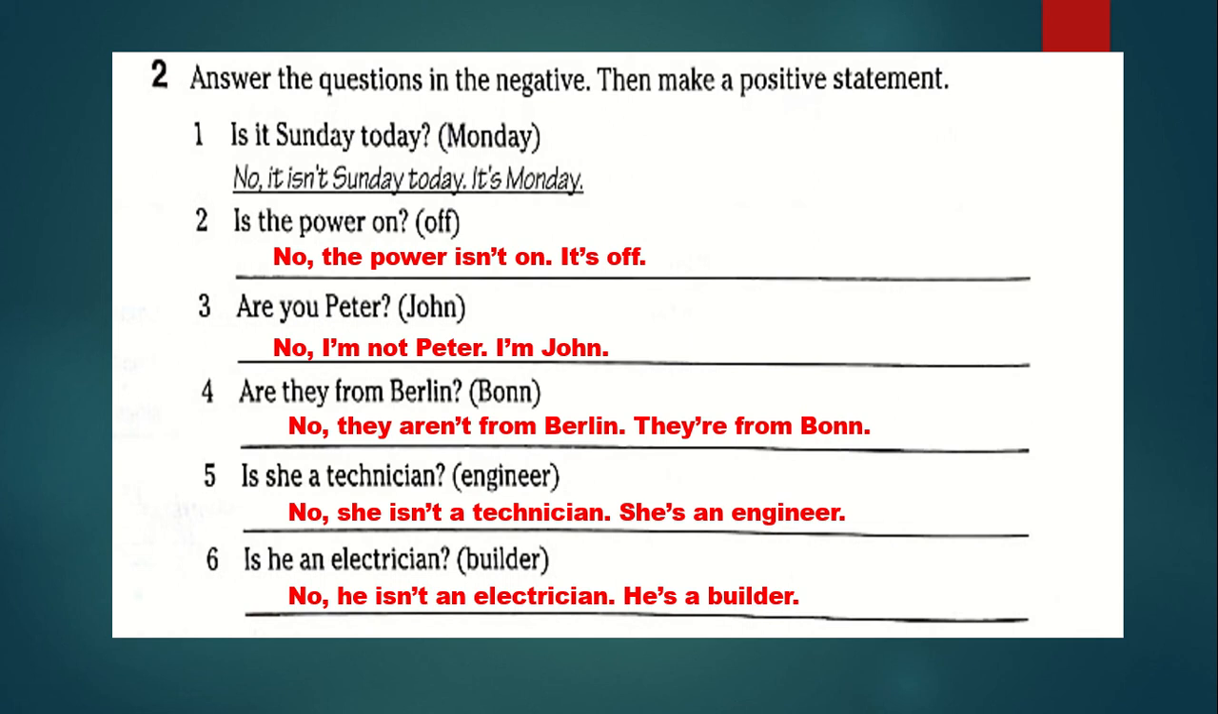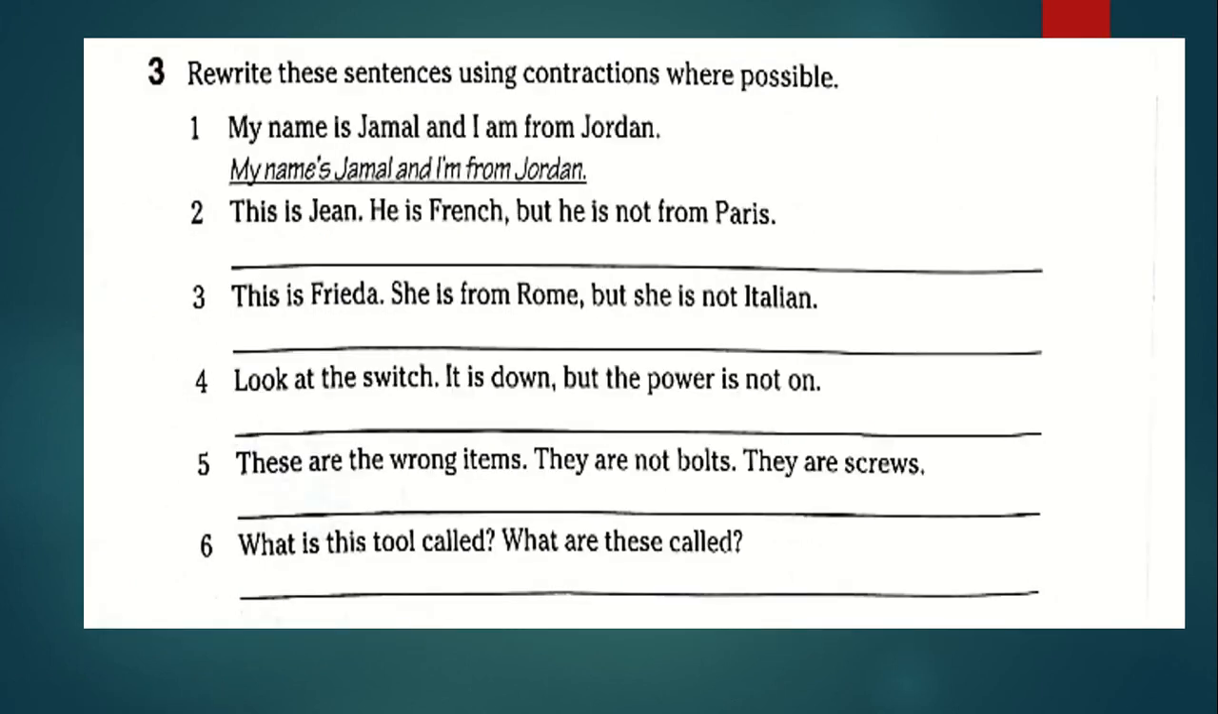So now we learned and achieved the second objective, which is answering yes/no questions with no. We used no and we used the negative: isn't, am not, aren't, isn't, and then we added a positive statement, which means the correct answer: I'm John, they're from Bonn, and so on. Now let's move to the last exercise and the last objective for today's lesson. Rewrite these sentences using contractions where possible.